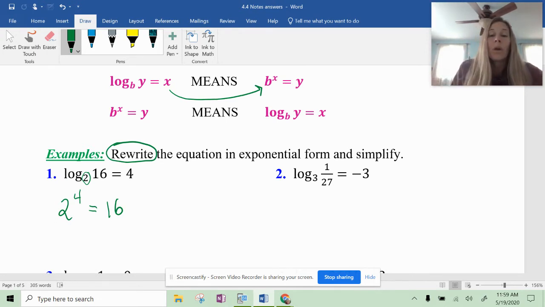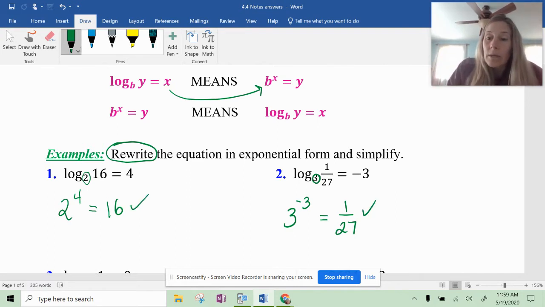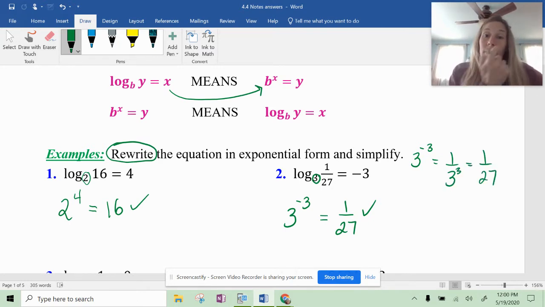If we take a look at number 2, we're going to take this little base here, which is a 3. We're going to raise it to the number that is on the other side of the equal sign, and that should equal this larger number here in the spot where the y is. So 3 raised to the negative 3 power equals 1/27. That also makes sense because if you had 3 to the negative 3rd, that's really 1 over 3 to the 3rd. And if you worked that out, you would get 1 over 27. So that makes sense that it would work out that way.